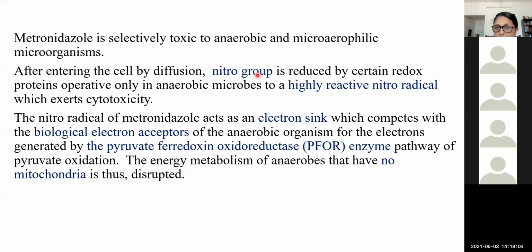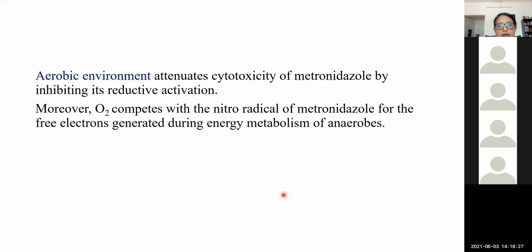So first, the nitro group is reduced to a highly reactive nitro radical. This will act as an electron sink, which will accept all the electrons that are generated by the PFOR enzyme pathway. These electrons are actually needed for the anaerobes, but they are not getting them, so it will cause death. So now we will see the picture.